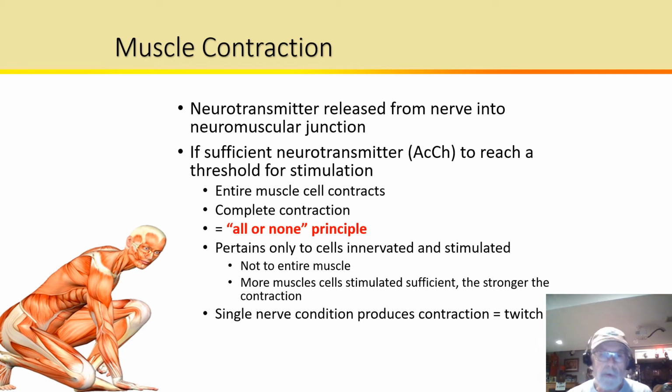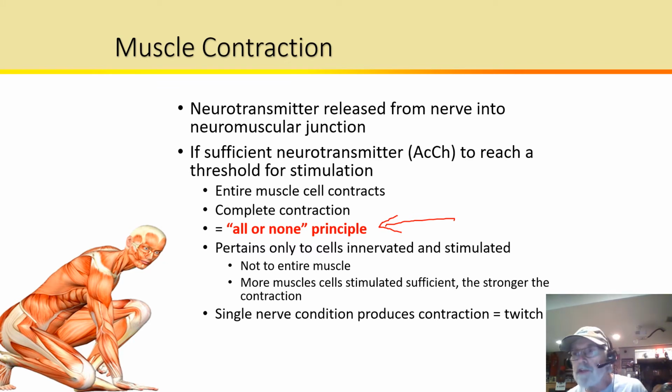So basically, we know that the neurotransmitter, which is acetylcholine, and I would definitely remember that, is released from the end of the nerve into the neuromuscular junction. As a summary again, if there's enough acetylcholine put in there, enough of this neurotransmitter to reach that threshold, the whole muscle cell will contract. It's called the all or none principle, and that's an important principle that we have to talk about. What it means is that the muscle cell either contracts or it doesn't. It's either complete contraction or no contraction at all, okay?